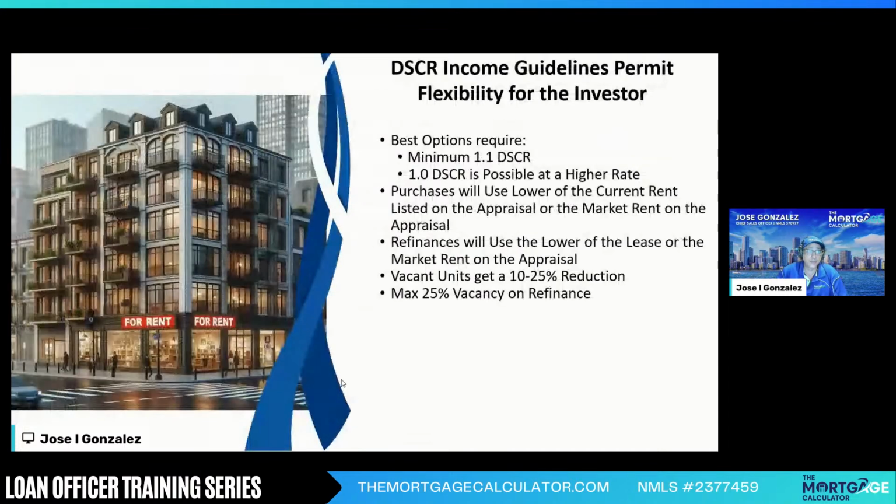So the great thing about this program, like I was mentioning, is that it is a debt service coverage ratio loan, and it does use DSCR guidelines. Minimum 1.0, like I did mention, but we do have options at 1.0 and above. Minimum 1.1, actually, for the best options.